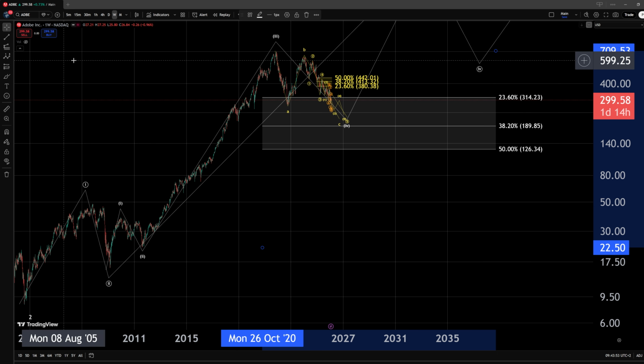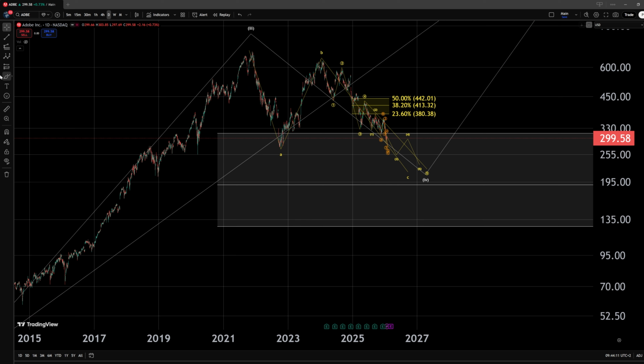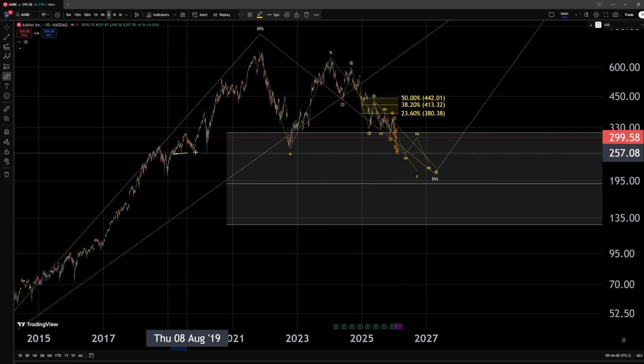Now, the internal structure is suggesting to us that we should expect a reset and continuation lower, but I'm telling you again, the count is heading towards completion, or what could be completion within a few interpretations, and we are heading towards strong structural support that I would consider able to turn the tides. I misspoke earlier, it's around the $255 level, but it starts at 260.